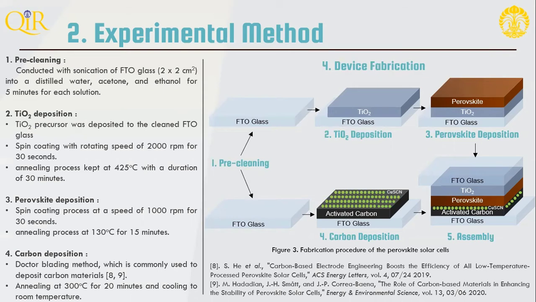The next one is perovskite deposition, which is conducted with a spin coating process at the speed of 1000 RPM for 30 seconds, then followed by an annealing process at 130 degrees Celsius for 15 minutes. And the last one is the carbon deposition, which is conducted by the doctor blading method, which is commonly used to deposit carbon materials, followed by an annealing process at 300 degrees Celsius for 20 minutes and cooling to room temperature.